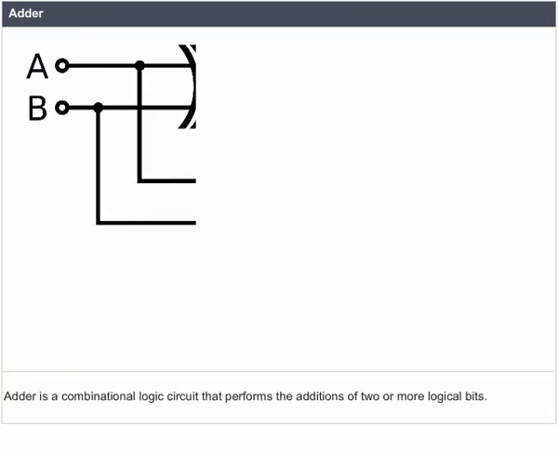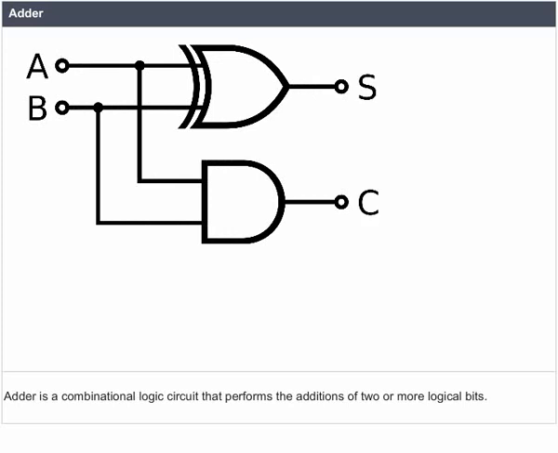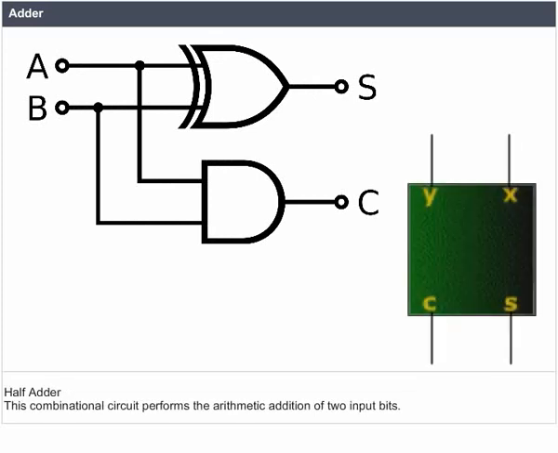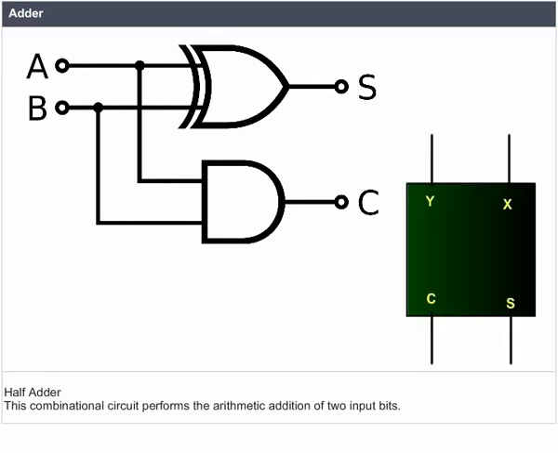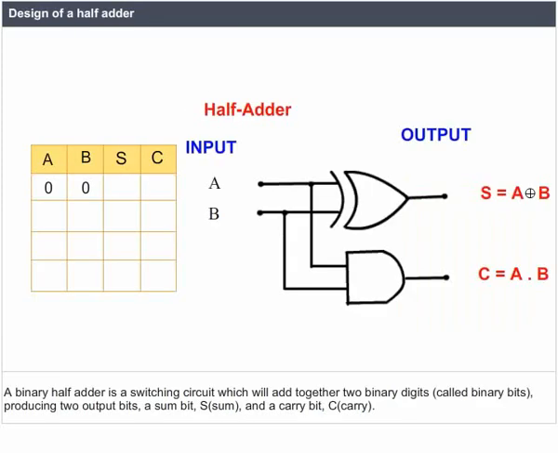Adder. An adder is a combinational logic circuit that performs the addition of two or more logical bits. Half adder. This combinational circuit performs the arithmetic addition of two input bits. Design of a half adder.